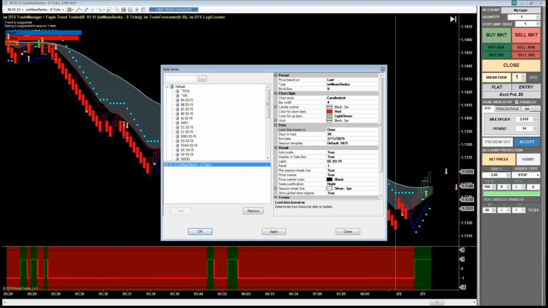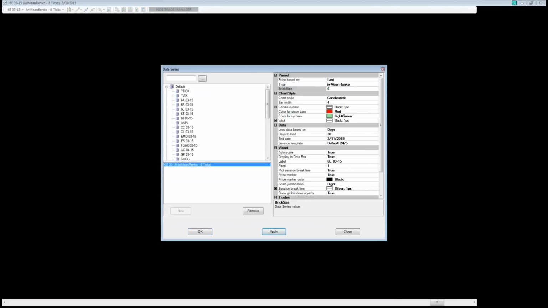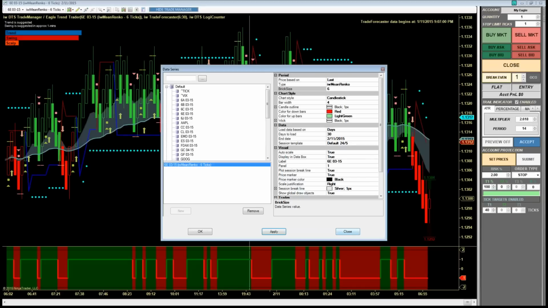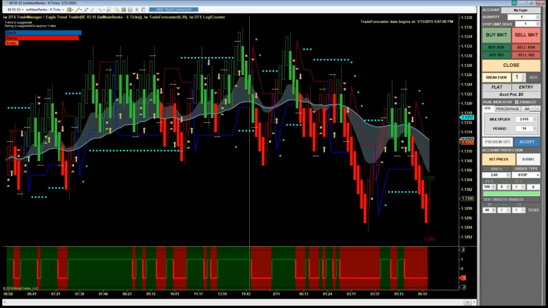Okay, and you're going to notice that, once again, the session break lines are going to get a little bit tight. That's because the euro trades at 12.50 a tick. So for instruments that trade at 12.50 a tick, we actually go from our default 6, 8, and 12 to 4, 4, and 6.